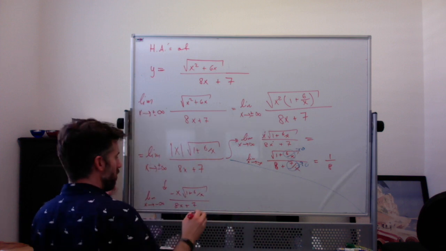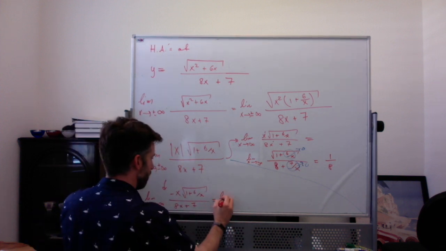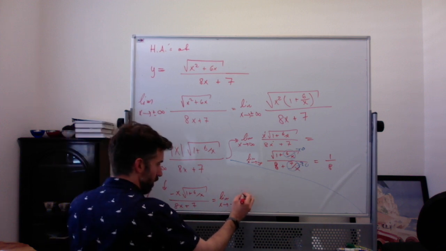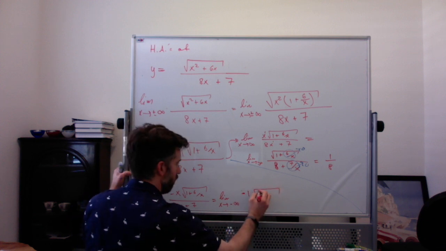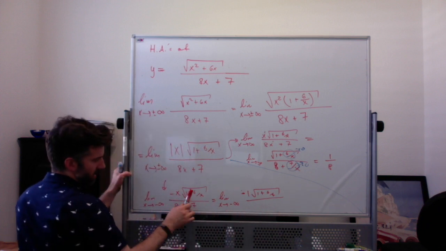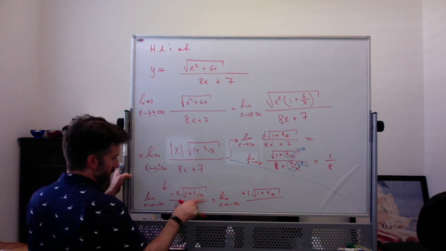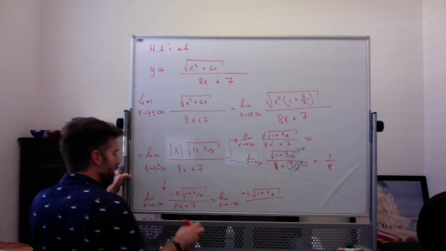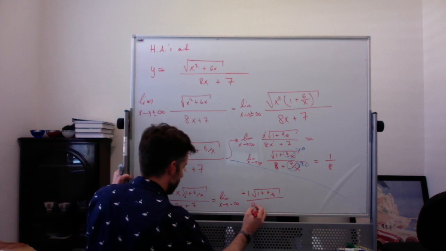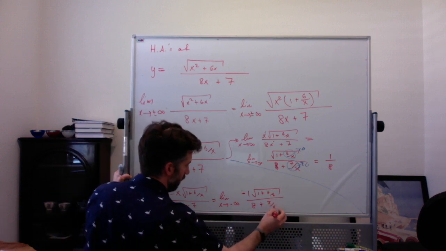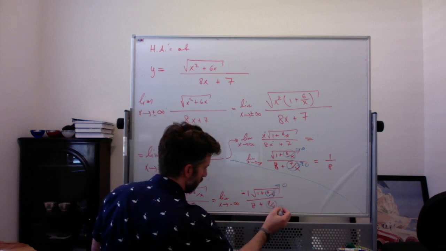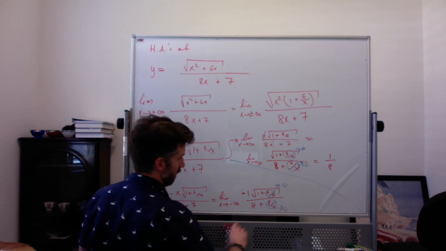Here, if I do the same work and divide everything by x, I get the limit as x goes to minus infinity. Negative x divided by x is just negative 1, so negative 1 times the square root of 1 plus 6 over x. Again, I want to point out, I'm not dividing each of these parts by x because this is a product, and when you have a product of things divided by something, you just divide one part of it by x. Whereas here, this sum, each part of the sum gets divided by x. 8x divided by x is 8, 7 divided by x is 7 over x. And once again, we see that the things divided by x go to 0. So here I am getting negative 1 over 8.